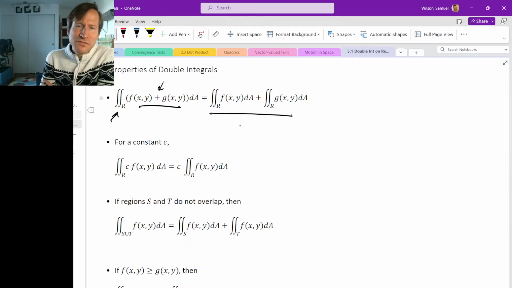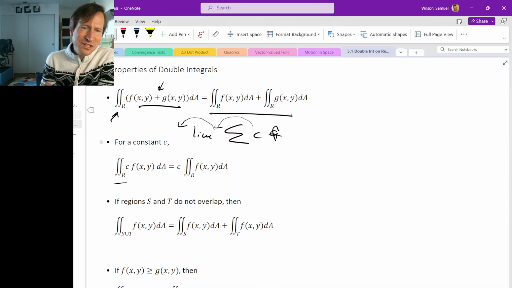In other words, there's a sum rule for integrals. Similarly, if you have a sum with a constant inside, you can factor that constant outside the sum, and if you have a limit, you can slide the constant outside the limit. The double integral is built out of sums and limits, and so if you have a constant multiple in a double integral, you can slide it outside of the double integral. We're familiar with that from single variable integrals.